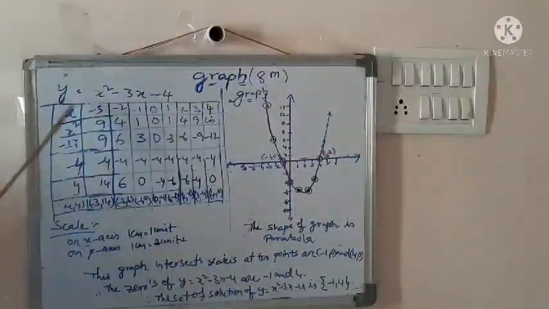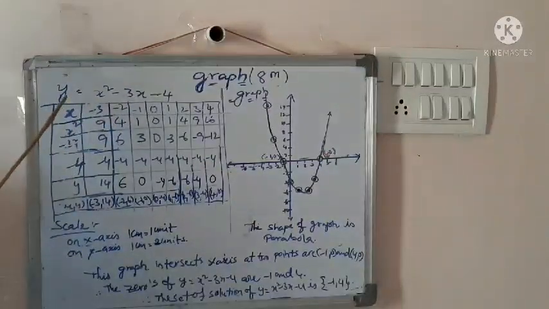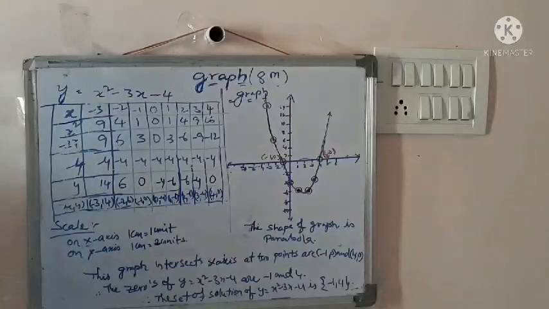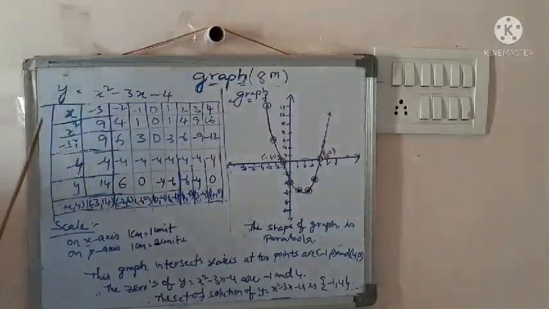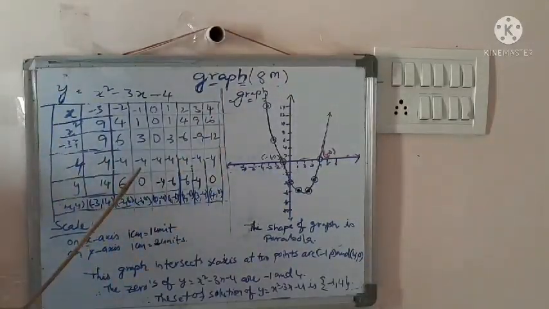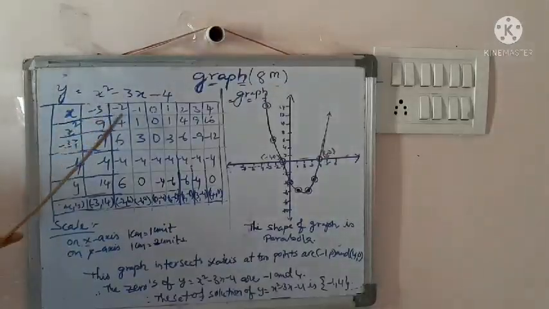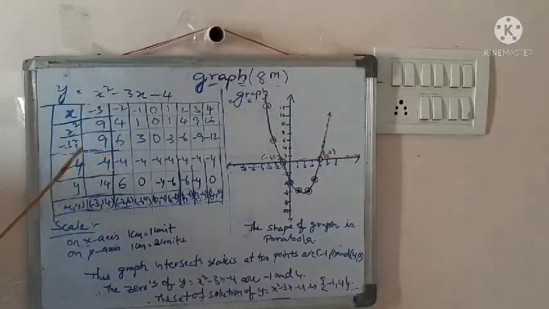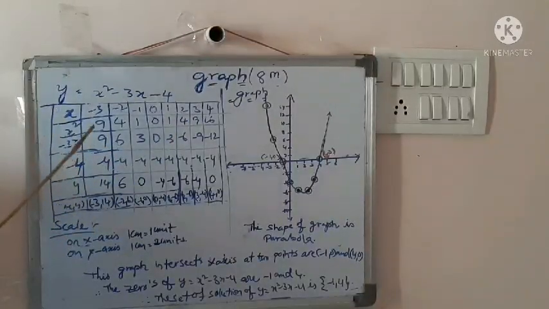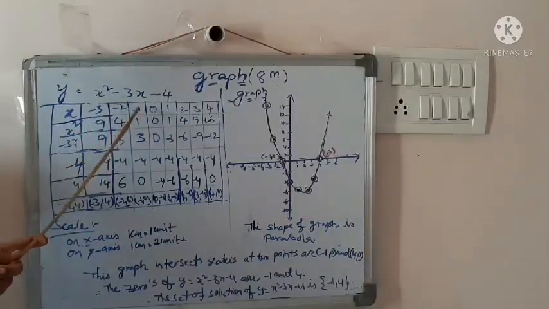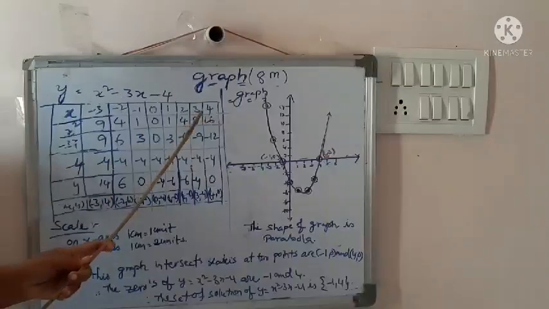I have taken one example, that is y is equal to x square minus 3x minus 4. First we take one table. See this. Here a few values we have taken for x, like minus 3, minus 2, minus 1, 0, 1, 2, 3, 4.